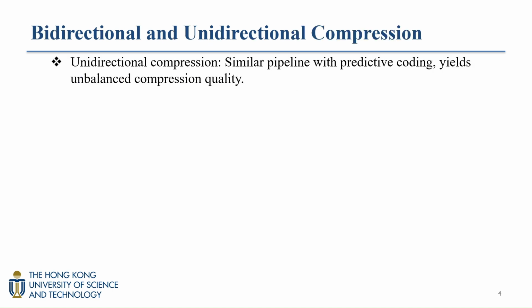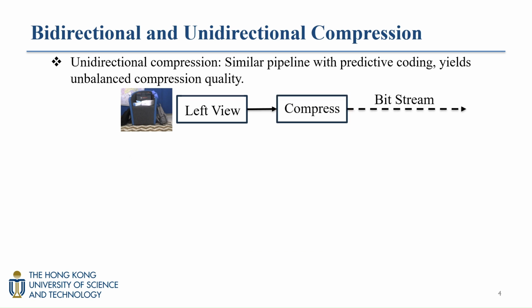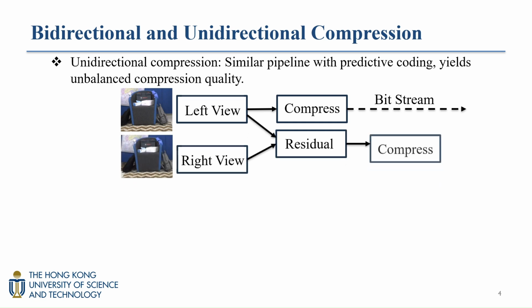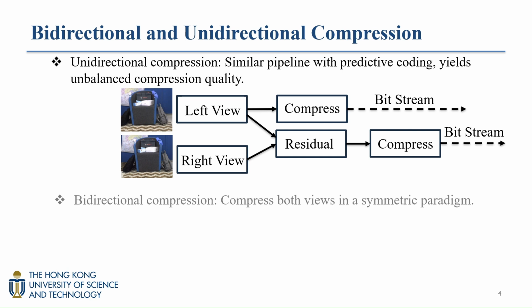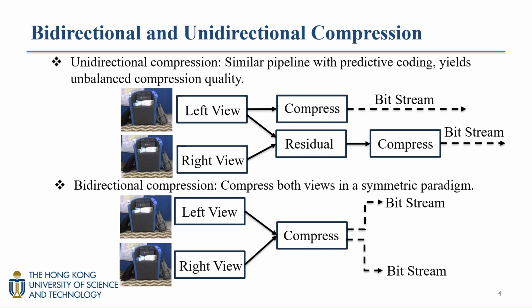Among previous stereo image compression methods, the unidirectional compression paradigm is usually adopted. As shown in the graph, one view, for example, the left view is compressed independently. And then the residual of left view and right view are calculated and compressed. In this method, the stereo views go through different signal processings, yielding different compression quality, which is disadvantageous for visual experience and downstream tasks. Compared to this unidirectional method, we advocate bidirectional compression, taking both views together in a symmetric way. In this method, the two views are compressed symmetrically, obtaining balanced quality.